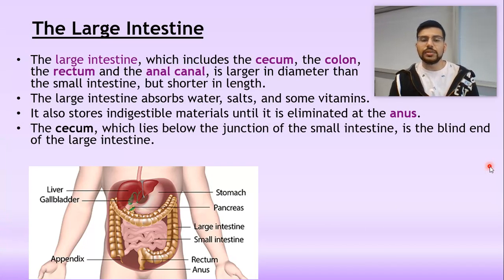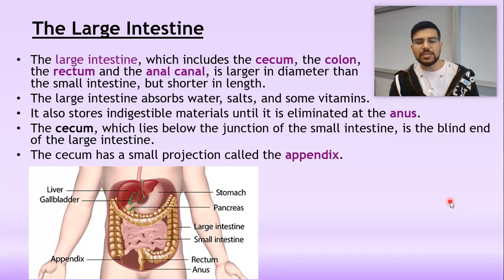This is right below the junction of the small intestine, and it's a blind end. We call it a blind end because it doesn't go anywhere. So the cecum is all the way down over here. It's just a blockage so that when food enters there, it can't go the other way, which is good. The cecum has a small little worm-like projection. We call that the appendix, so it just hangs off the end there.